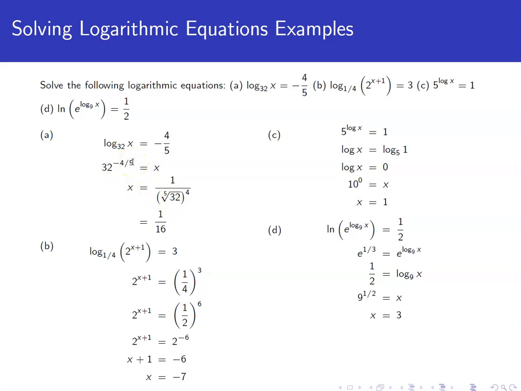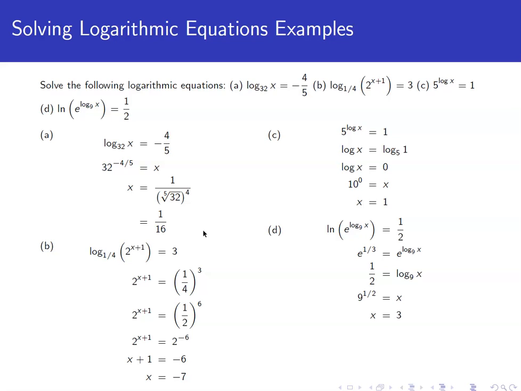The 5 in the denominator tells you to take the 5th root. The 4 in the numerator tells you to take the 4th power. So we get x is 1 over the 5th root of 32 raised to the 4th power. 5th root of 32 is 2, to the 4th is 16. So we get that x is 1/16. And that's the solution to our log equation here.